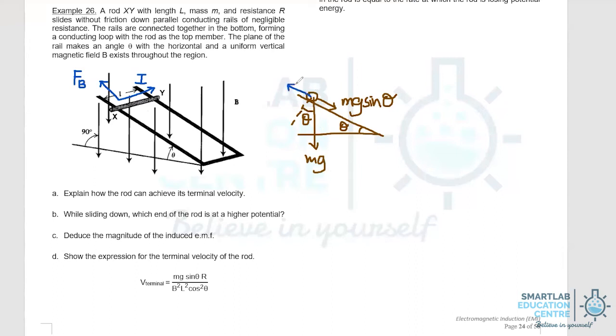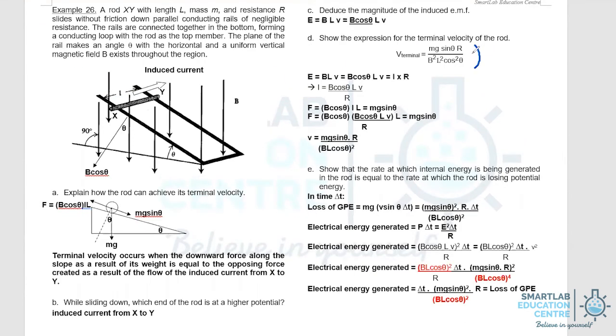In this case, the direction of the magnetic force is upslope, while as a consequence of its weight, there will be a force acting downslope, mg sine theta. So in order for terminal velocity to be reached, Fb will be equal to mg sine theta. And in order to prove that the terminal velocity of the rod is this expression, the first step that we need to do is to calculate the induced EMF, which in this case is this expression.